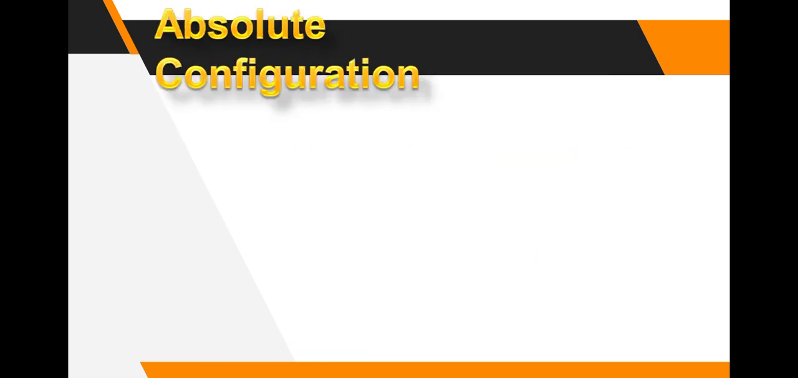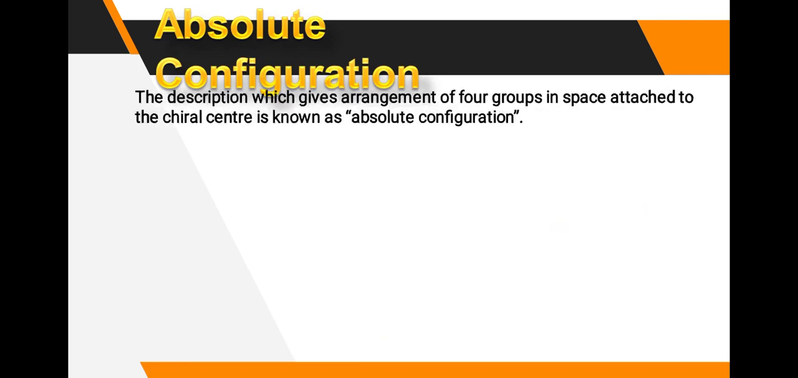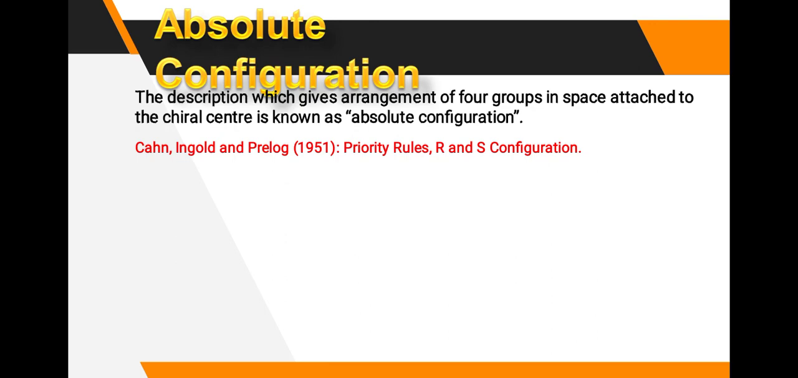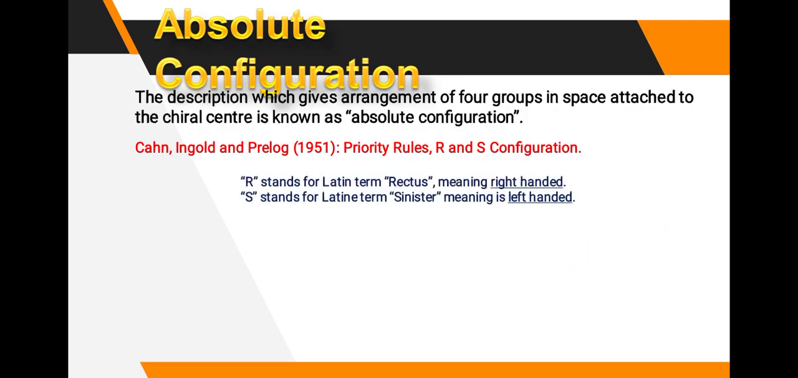Then next one is the absolute configuration. Absolute configuration means what? The description which gives the arrangement of 4 groups in space attached to the chiral center is known as absolute configuration. Cahn, Ingold and Prelog, this is called the priority rule, that gives the R and S configuration. R stands for rectus and S stands for sinister. R for rectus, S for sinister, and it gives the priority rule.